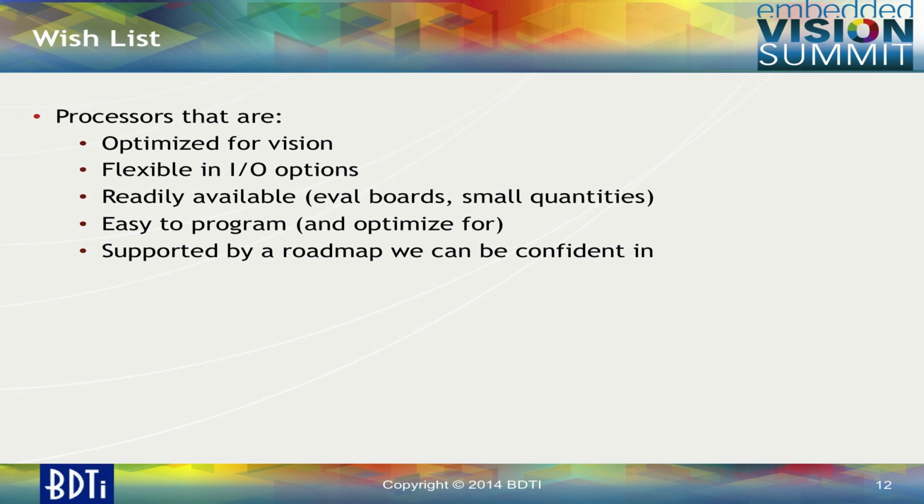And then there's also the roadmap risk aspect. Typically when we design a product, we're not thinking just about that product, but we're also thinking about a series of successor products. We're going to make a big investment in learning how to use that processor and its tools, porting our code, optimizing our code. We hope to be able to reuse that over multiple generations of our product. To have confidence that we can do that, we have to have confidence in our processor vendor's roadmap.